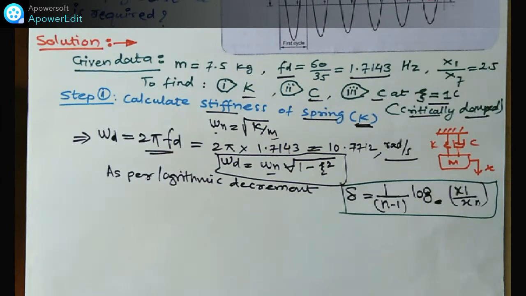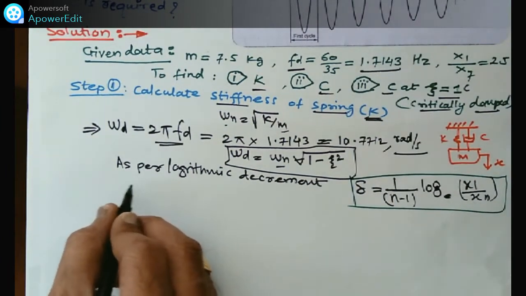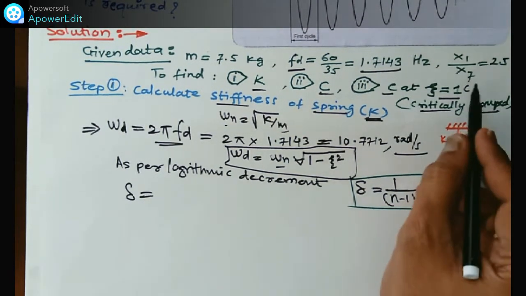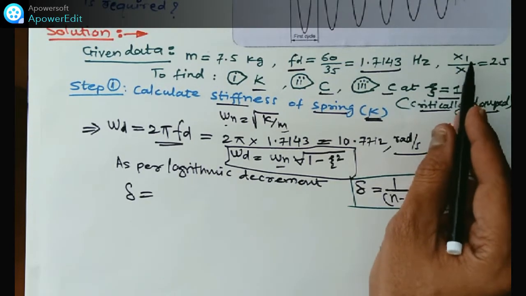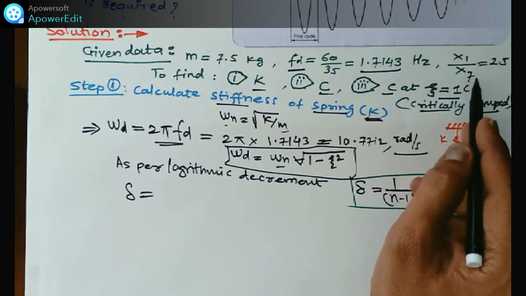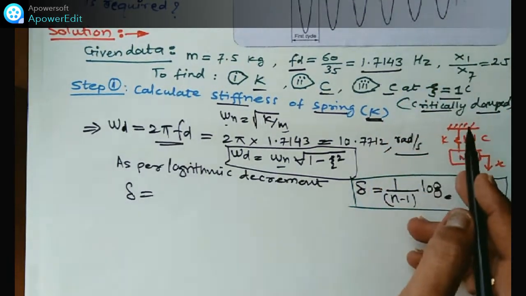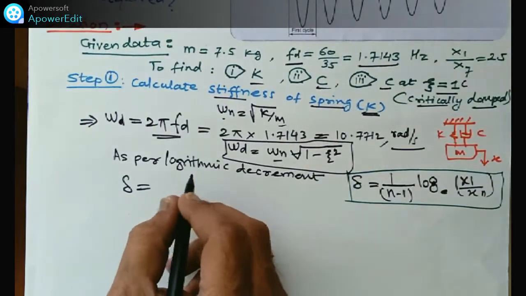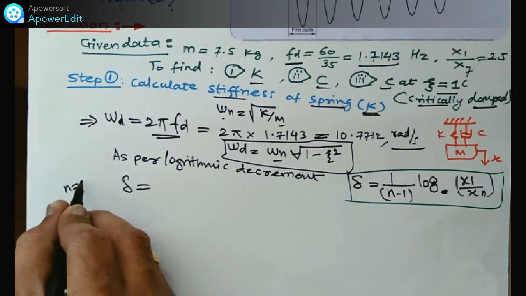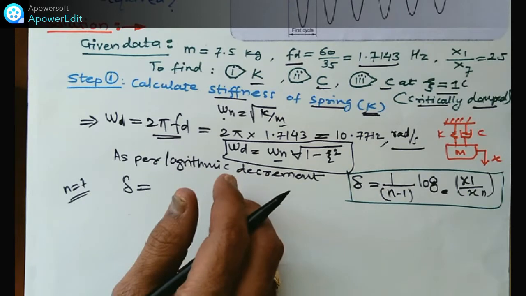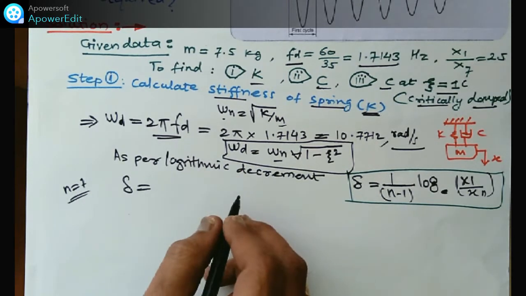So I will write here again this equation. Del is equal to, so what is the n? In this case n is 7, because here it is given in the numerical itself, x1 and x7. This last one, x7, is given in this figure also, you can see x7. So we'll take n equal to 7 in this case, meaning the last cycle is given, to calculate the stiffness.